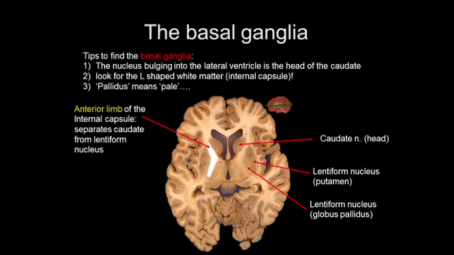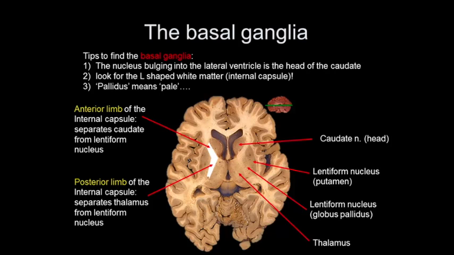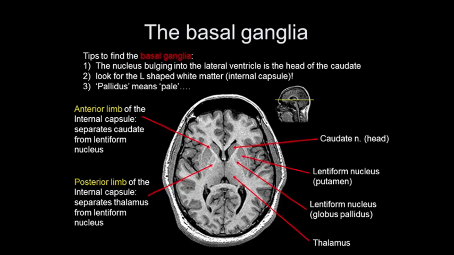So I guess that's pretty much it. Now you also have a clue to distinguish all these structures. Let me see. This is what it looks like in an MRI. You can kind of see this L, right? Anterior limb of the internal capsule, caudate, lentiform nucleus, putamen, lentiform nucleus, globus pallidus. This is the posterior limb of the internal capsule, and this is the thalamus.